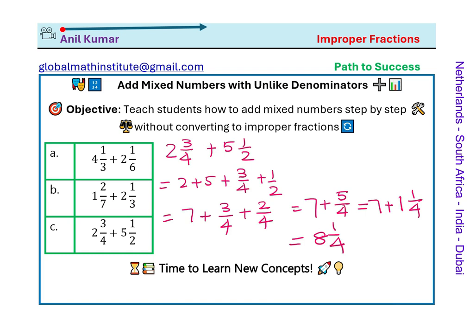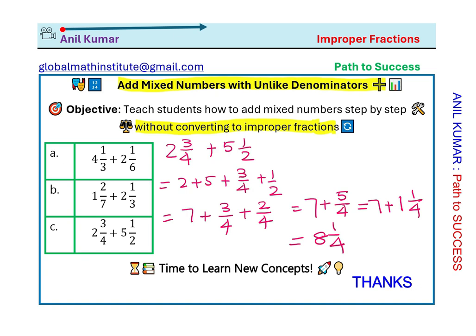Correct. So I hope with this you have understood the method. How do we add mixed numbers with unlike denominators? And that too without converting to improper fractions. That means working with small numbers. So fewer errors, excellent method, much faster, as you can see for yourself. I hope it makes sense.